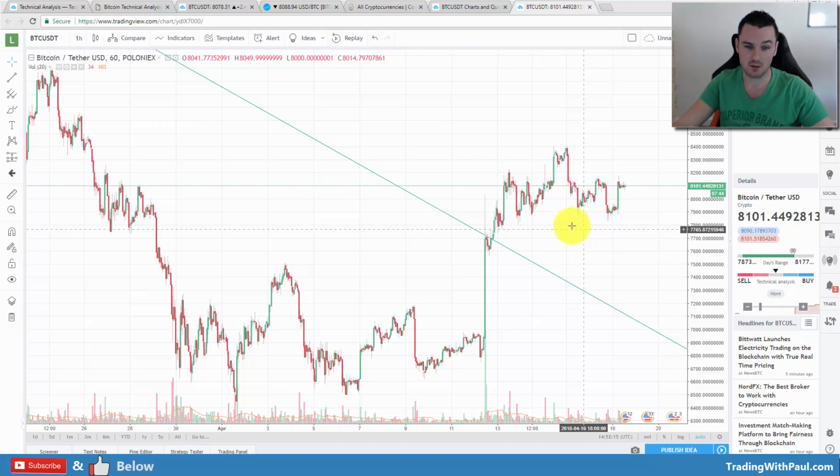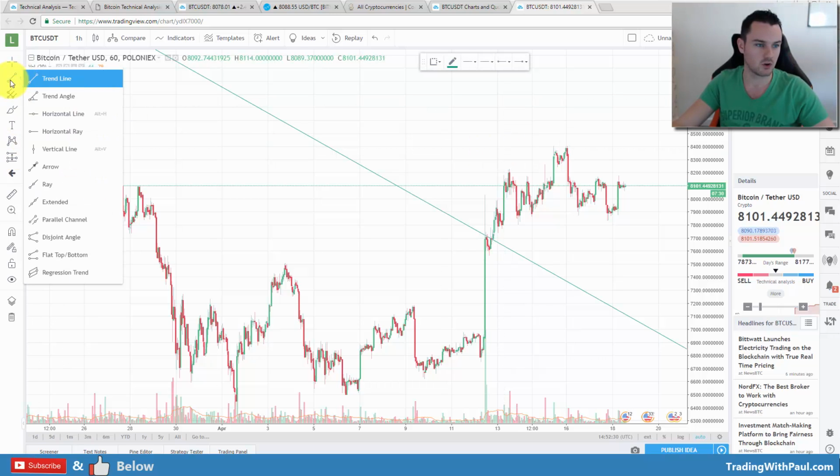This is actually your example of trending on the hour chart. You're trending, you're going side to side. So you could put a support here and you could put your support here, and then you're waiting for Bitcoin to either break out above or below. So let's go and put that in.